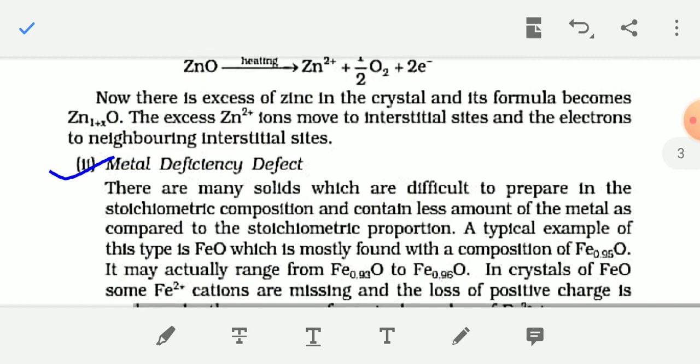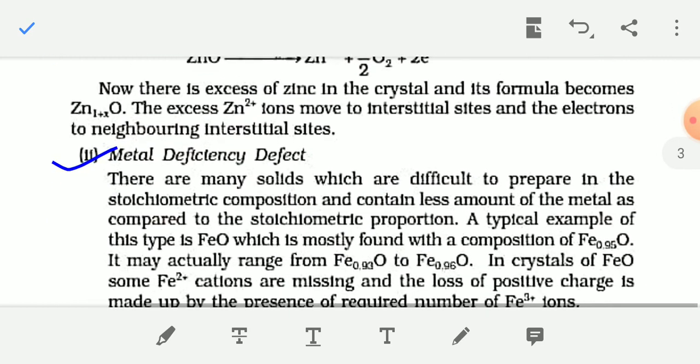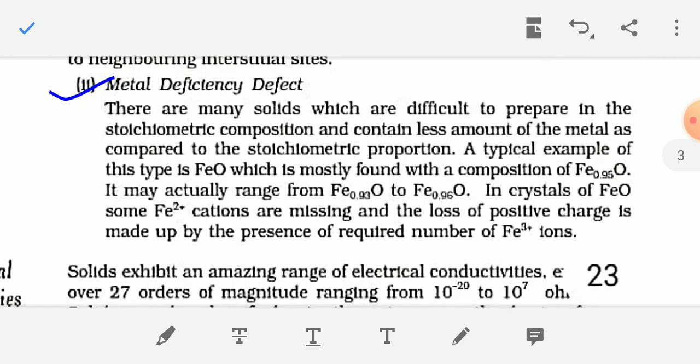The last non-stoichiometric defect is metal deficiency defect. There are many solids which are difficult to prepare in the stoichiometric composition and contain less amount of metal as compared to the stoichiometric proportion. An example of metal deficiency defect is FeO, which is mostly found with a composition of Fe0.95O, and it may actually range from Fe0.93O to Fe0.96O. In a crystal of FeO, some Fe2+ cations are missing, and the loss of positive charge is made up by the presence of the required number of Fe3+ ions.